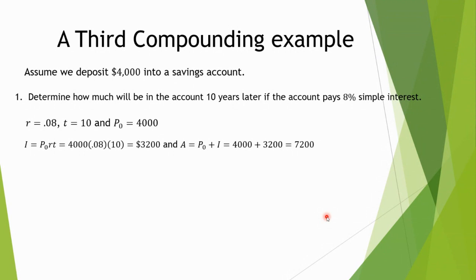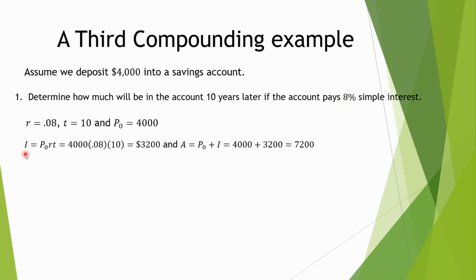So how much will be in the account 10 years later if it pays 8% simple interest? So it's simple interest now, right? So we use the capital I, and A is P naught plus I, that formula. Our R, as you can see, is 0.08. T is 10, 10 years. P sub 0, right? That's the initial amount, the $4,000, right? The 0.08, the R, that came from here, the 8%.